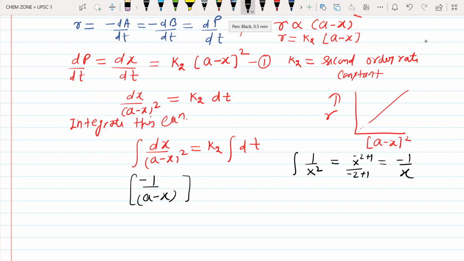as we are also assuming a minus x is equal to t. So we need to differentiate. So we'll find that minus 1. For better understanding, we can say that a minus x is equal to t here. When we differentiate this, we will find that minus dx is equal to dt.